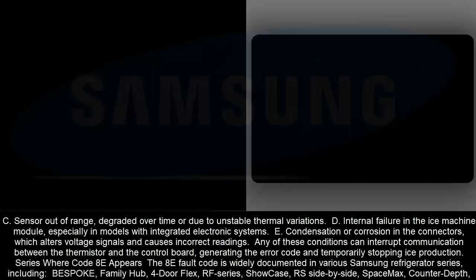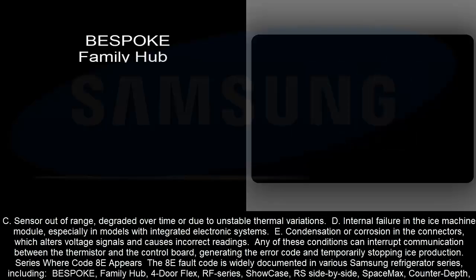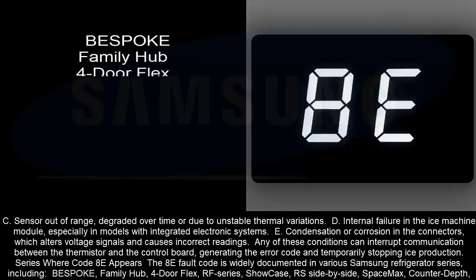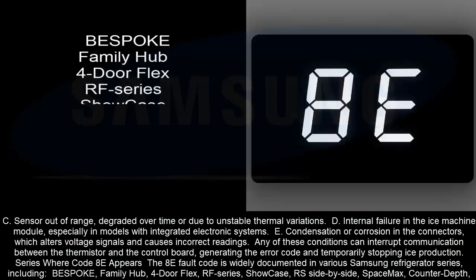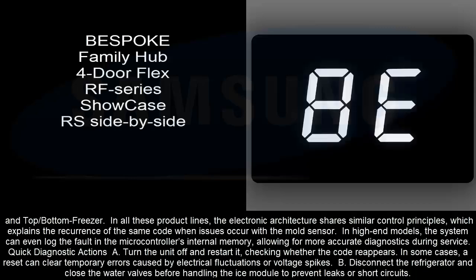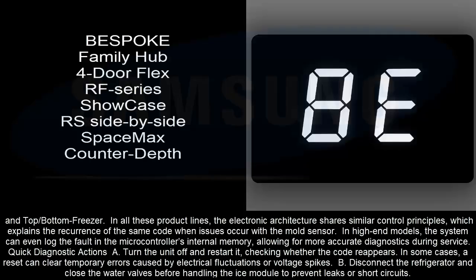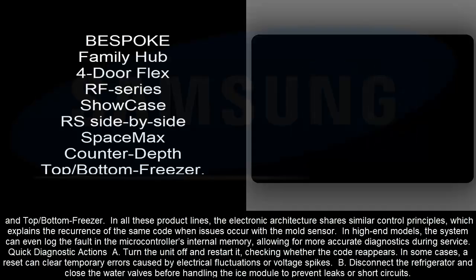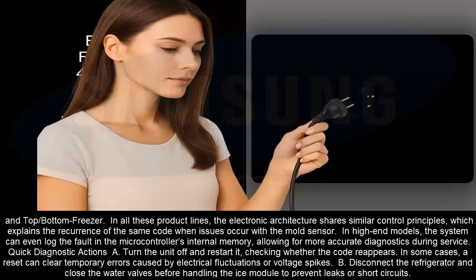Series where code 8E appears. The 8E fault code is widely documented in various Samsung refrigerator series, including Bespoke, Family Hub, 4-Door Flex, RF Series, Showcase, RS Side-by-Side, SpaceMax, Counter Depth, and Top-Bottom Freezer. In all these product lines, the electronic architecture shares similar control principles, which explains the recurrence of the same code when issues occur with the mold sensor. In high-end models, the system can even log the fault in the microcontroller's internal memory, allowing for more accurate diagnosis during service.